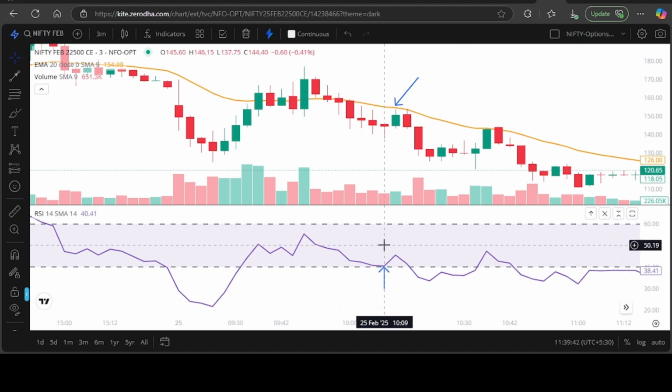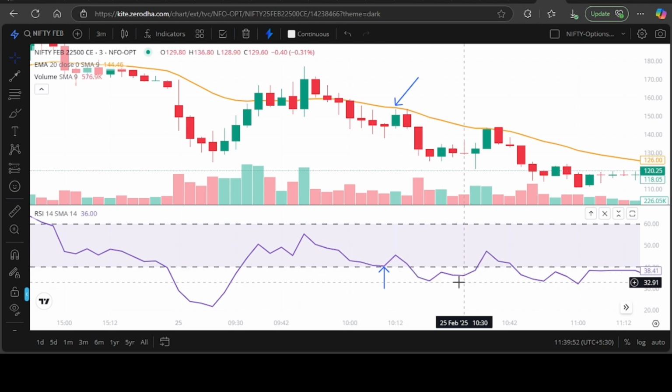So I will not take this trade. Okay. So here, I did not take the trade. Here I did not take the trade. Again, I did not find anything specific to be taken here.